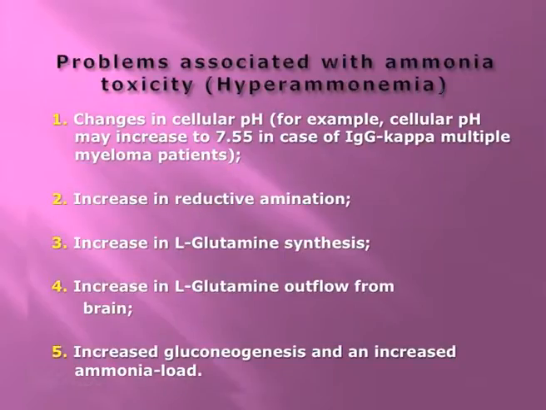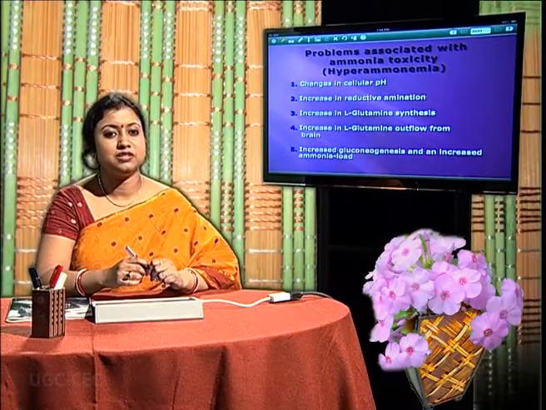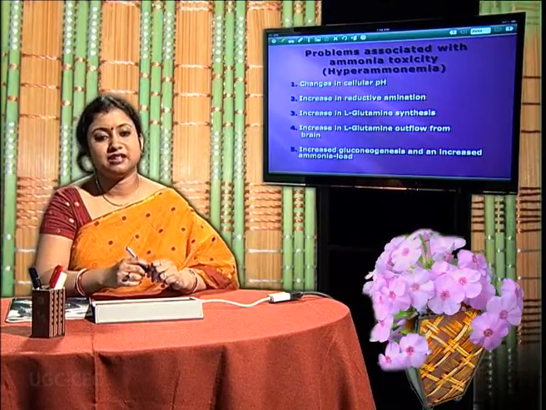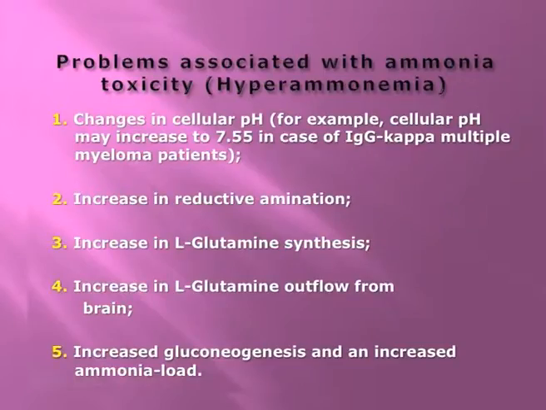In the first step, we have seen that the problem associated with hyperammonemia is changes in cellular pH. Now, ammonium ion, which is the protonated form of ammonia, is a weak acid, whereas ammonia is its conjugate base. Most of the reactions excrete amino nitrogen in the form of ammonium ion, whereas some reactions, such as those catalyzed by adenosine deaminase, release ammonia directly. So this may cause alkalization of the cellular fluid, which may have complex effects on cellular metabolism.